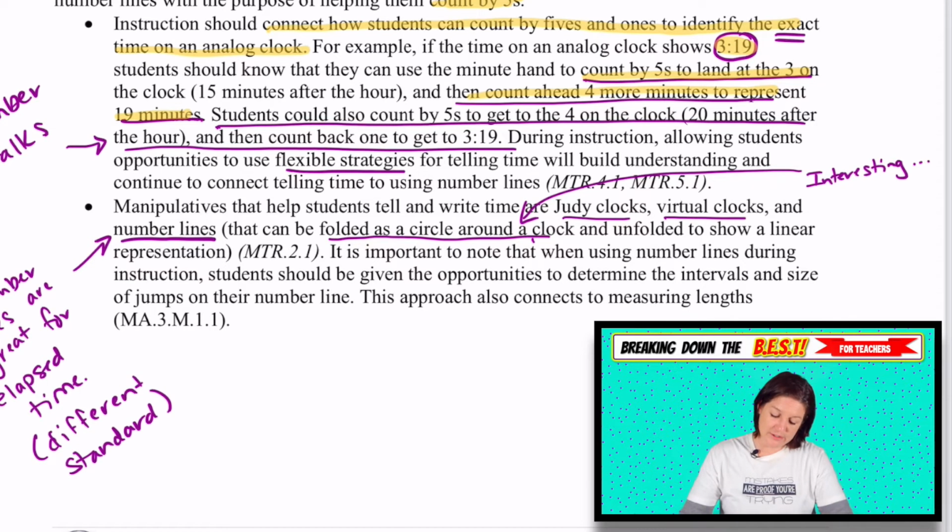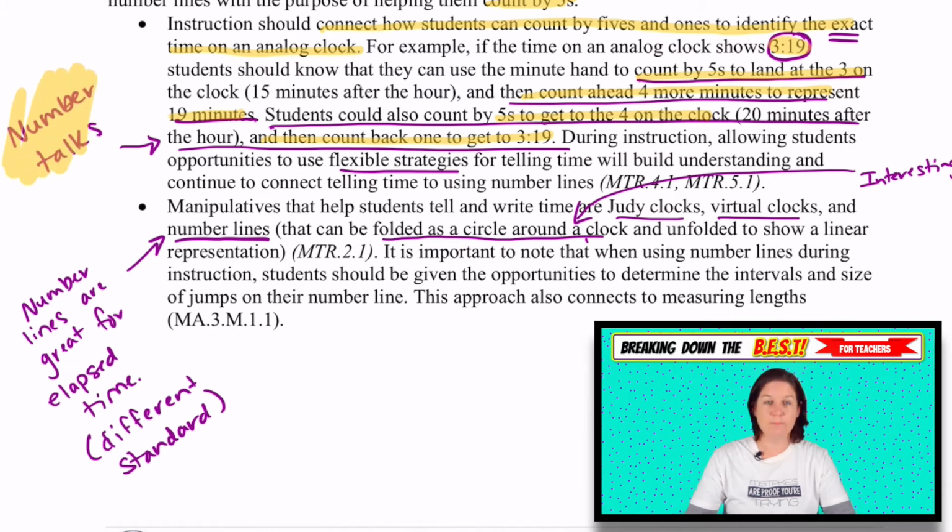But also be flexible with that, because students could count by 5s and get to 4 on the clock and then count back to get to 3:19. So these are great for number talks or math talks, whatever it is. If you ask your class, what time does this clock show? And a student explains how they do it, you could then open it up and say, okay, who else got the same answer but did it a different way? It's so good to bring in those flexible representations and a variety of ways to solve it.